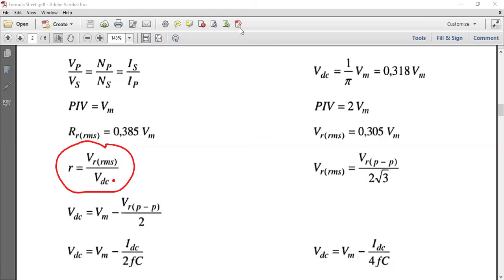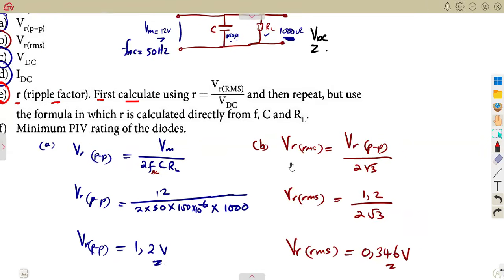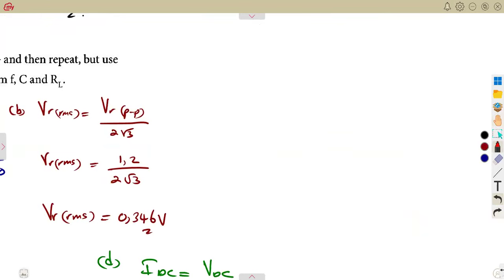So we have our formula, guys. As you can see, that is the one that we were being given to use there. So using this formula, what is our ripple factor? All right, so this is E. So let's just have a question here.